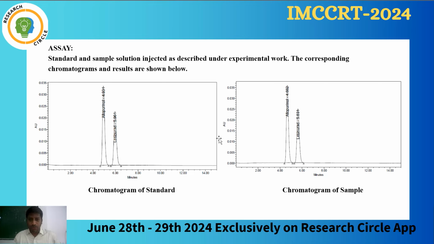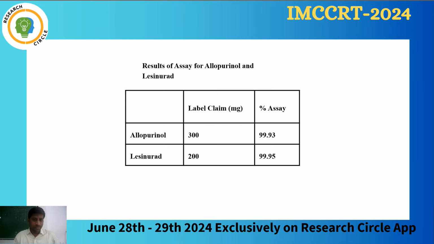Standard means a pure drug, and likewise for the sample, which is a market formulation. After injecting the standard and sample, we have to calculate the percentage purity. Allopurinol label claim is 300 mg, lesinurad label claim is 200 mg. The percentage assay is 99.93 for allopurinol and 99.95 for lesinurad.